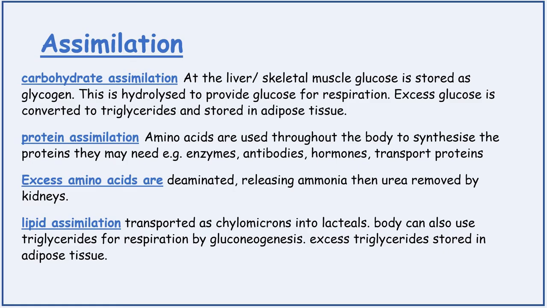Protein assimilation. Amino acids are used throughout the body to synthesize the proteins it may need, for example enzymes, antibodies, hormones, transport proteins. Excess amino acids are deaminated, releasing ammonia, then urea, removed by the kidneys. Lipid assimilation: transported as chylomicrons into lacteals, and then the body can also use the triglycerides for respiration by gluconeogenesis, or excess triglycerides can be stored in the adipose tissue.